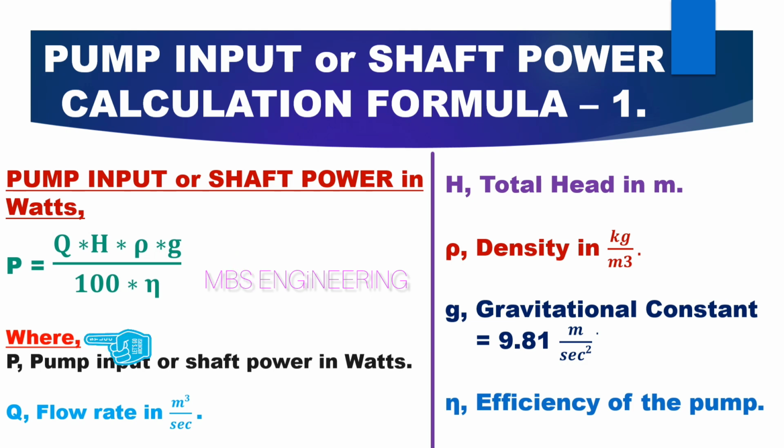Where, P is the pump input or shaft power in watts. Q is the flow rate in cubic meters per second. H is the total head in meters. Rho is the density in kilogram per meter cube. G is the gravitational constant equal to 9.81 meter per second square. Eta is the efficiency of the pump.